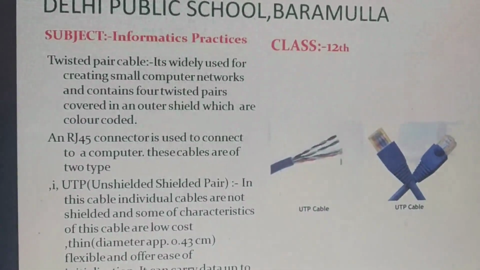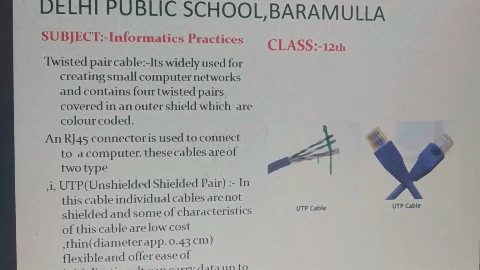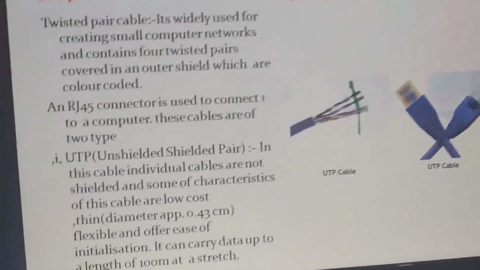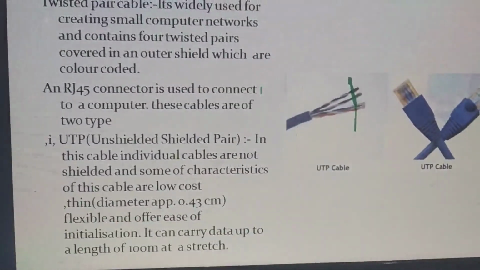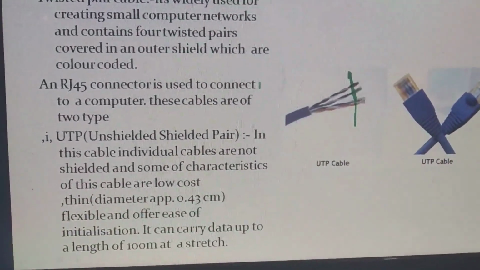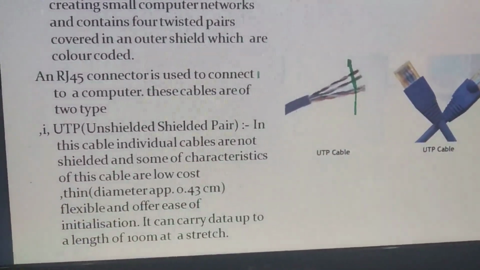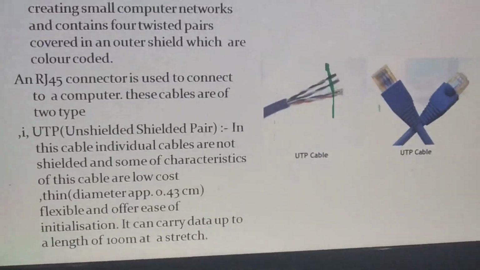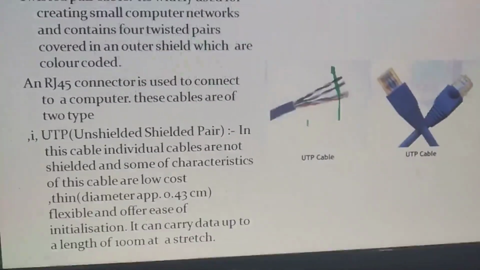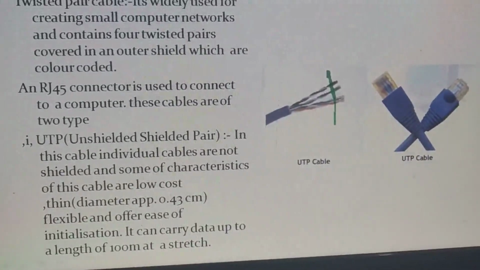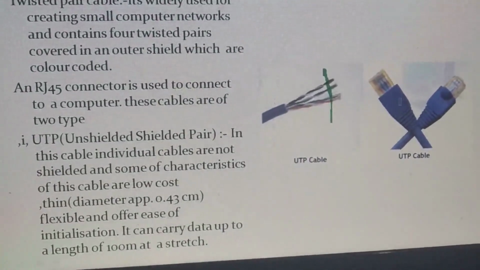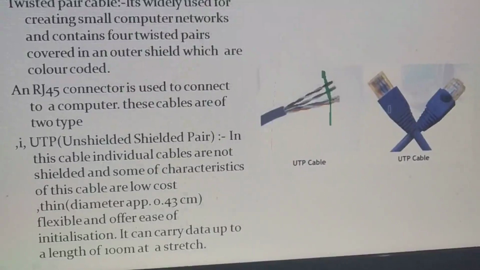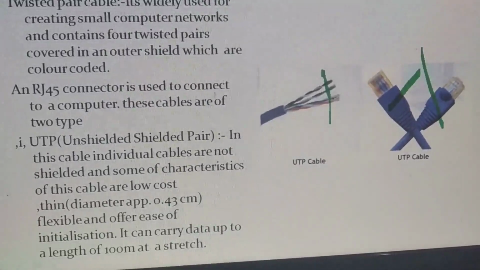In this figure, you are seeing there are 4 different types of cables which are covered in an outer shield, and which are color coded. So for every cable you have a specific color, which differentiates it from the others. And here you are seeing UTP, unshielded twisted pair cables. This is UTP cable, and this is with the jacket. When a jacket is surrounding the cables, here you are seeing the jackets.